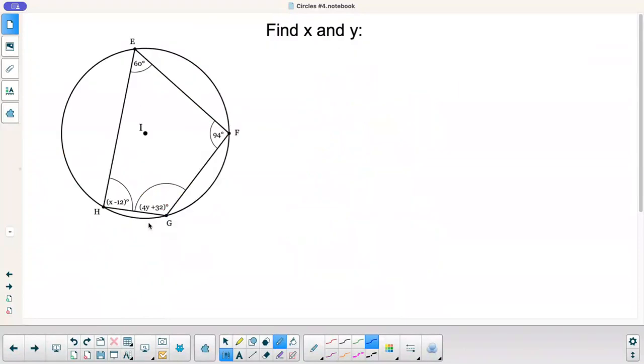Okay. Here's another one. This time you have to use a little algebra. Here's my opposite angles. This is another cyclic quadrilateral. So we're going to say 60 plus 4y plus 32. You add those two angles up and they equal 180. So let's combine the 60 and the 32.